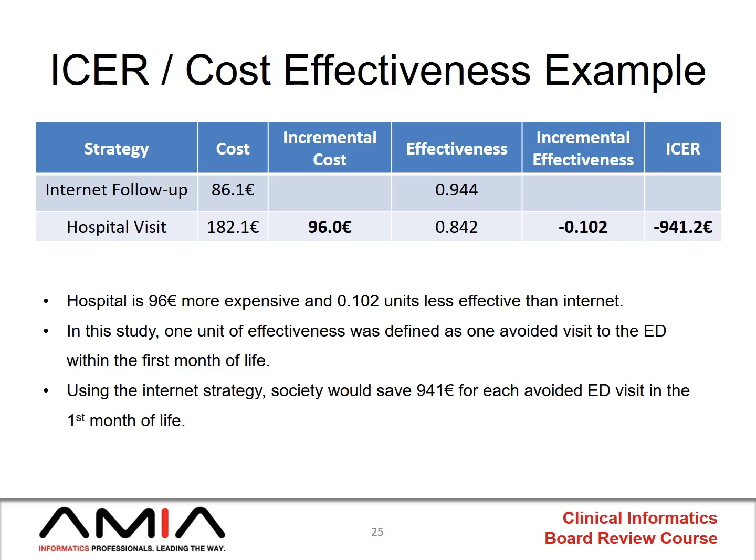And you can see in the bullet points at the bottom a third way, perhaps an easier way, to understand what this negative 941 euros represents: using the internet strategy, society would save 941 euros for each avoided emergency department visit in the first month of life, which is when this study was conducted.